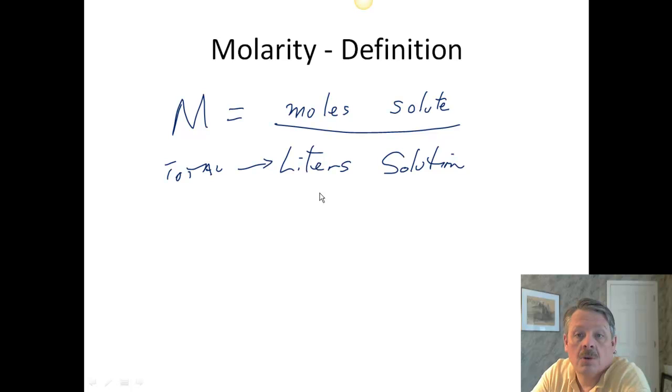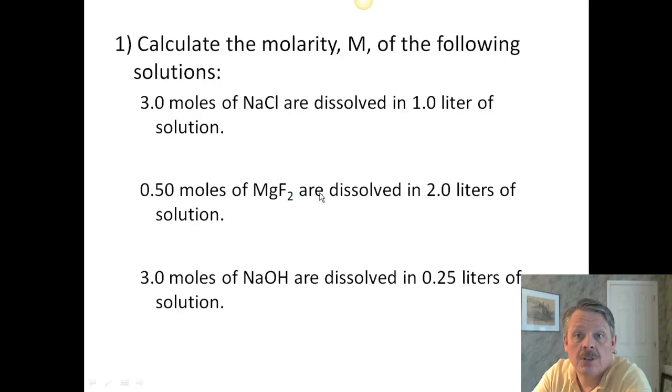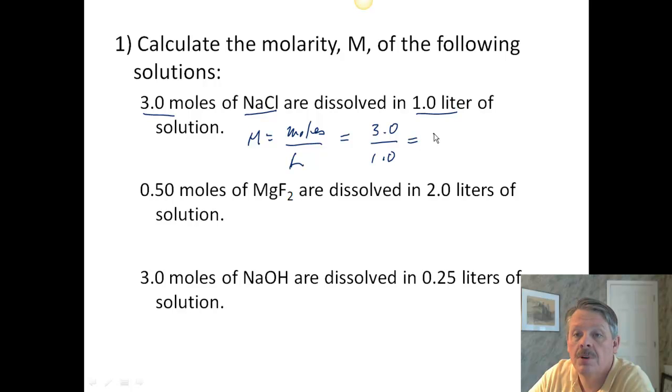All right, so this really is a lot of plug and chug. It's a lot of potentially doing a little bit of algebra, so nothing exciting. Okay, let's go ahead and do this. Our molarity is equal to moles per liter. Here we're told that we have 3.0 moles of sodium chloride dissolved in 1 liter of solution. So that's real easy. That's 3.0 divided by 1.0. Your answer there clearly is 3.0 molar.